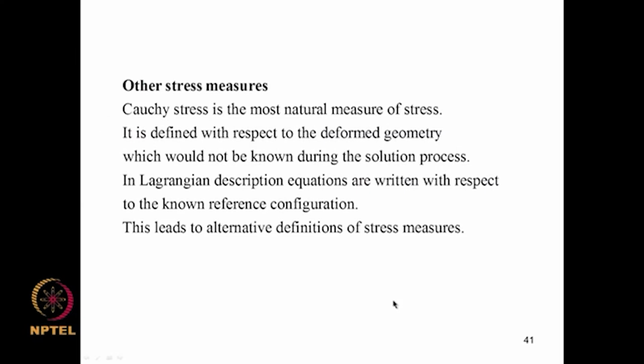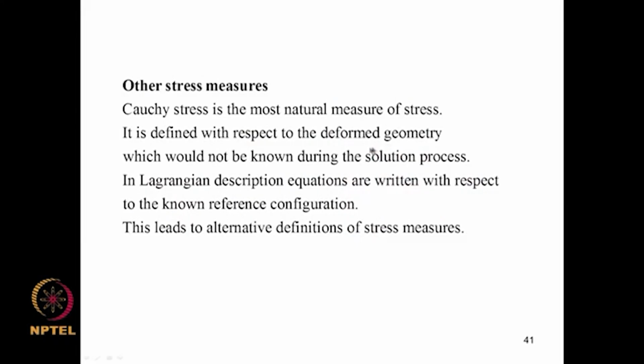Now Cauchy stress is the most natural measure of stress, because it considers the body in the deformed configuration when the internal force system has been set up, and it describes the state of force per unit area in some sense. That area is also reckoned with respect to the deformed configuration, but that itself leads to certain difficulties, that is, it is defined with respect to deformed geometry which would not be known during the solution process. So in Lagrangian description, equations are written with respect to the known reference configuration. So there is a contradiction between these two, and consequently it leads to the requirement that we need alternative definitions of stress measures.